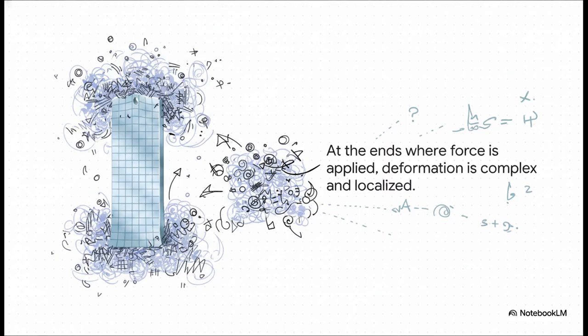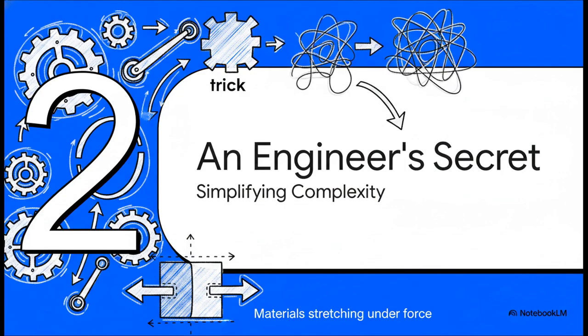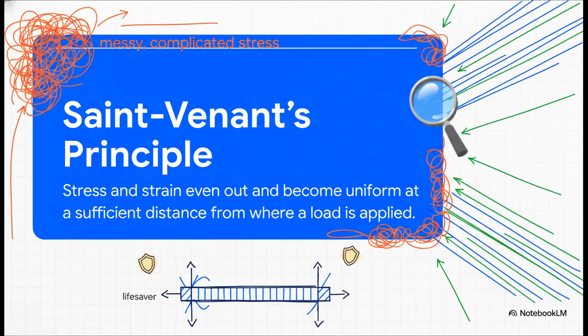But here's where it gets messy in the real world. You see how the grid lines on this bar get all warped and weird near the ends where the force is being applied? The stress and strain there aren't nice and even. It's a localized, super complex mess. Trying to calculate this mess for every single part would be, well, pretty much impossible. So what's an engineer to do? Well, they have a brilliant little secret, a kind of shortcut that makes the impossible, well, possible. It's called St. Venant's principle, and honestly, it's a total lifesaver for engineers.